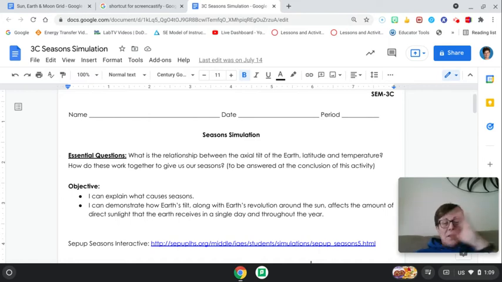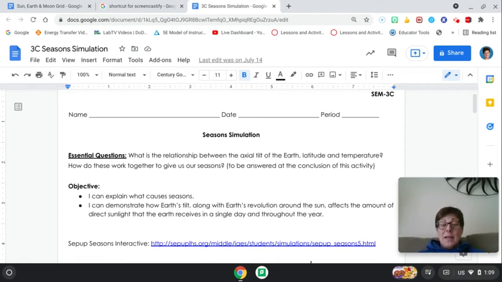So when we're all done with this, hopefully you can come up with some answers to the essential questions. What's the relationship between the axial tilt of the Earth, latitude, and temperatures? So, how do these things work together to give us seasons? How does the tilt of the Earth, the latitude where you're at on the Earth, and temperatures all work together to give us seasons?